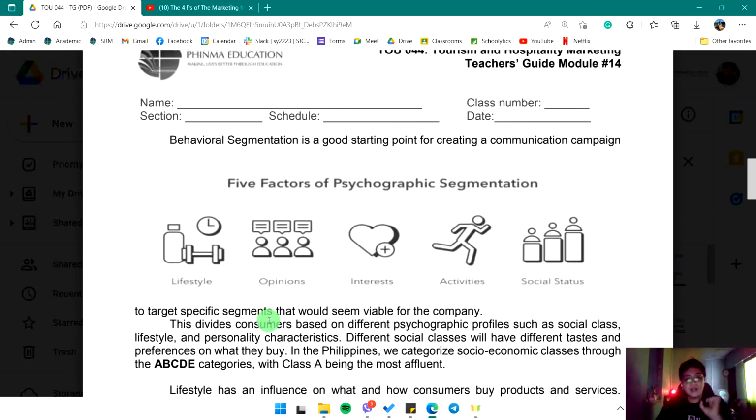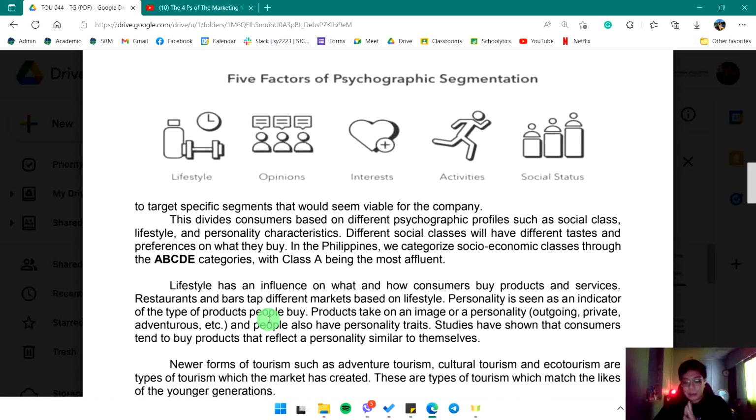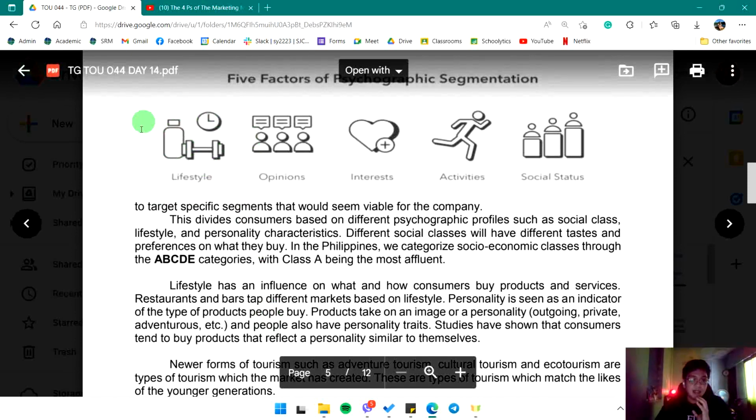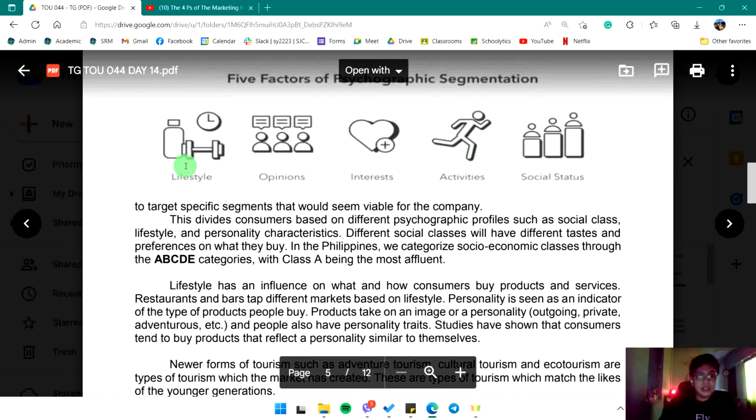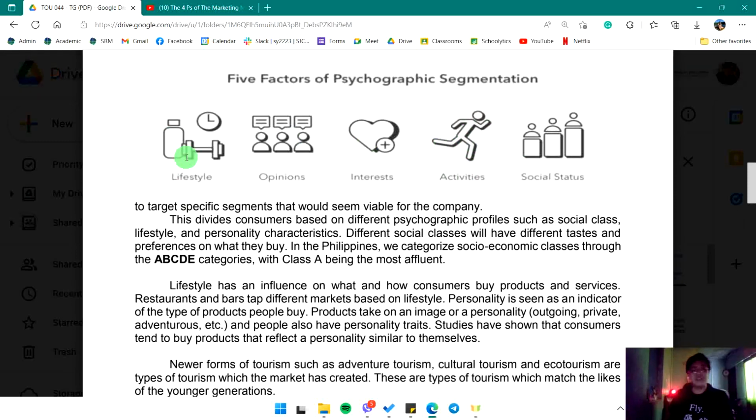When it comes to psychographic segmentation naman, dito po is kung how the market thinks. Ano nga ba yung mga iniisip nilang gagawin sa isang araw or sa isang month, or how they live their lifestyle? What are their opinions, their perspective on certain things? Ano nga ba yung mga interest nila? Ano yung mga hilig na ginagawa nila? Activities that are done during their lifestyle and their social status. Kung ano po ang mga iniisip ng mga market natin. Pag-uusapan natin dito.